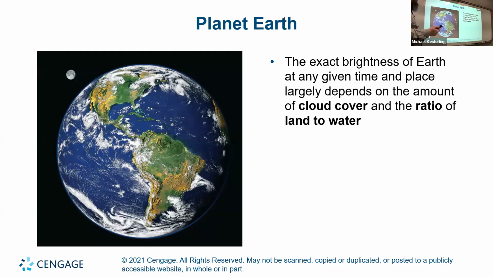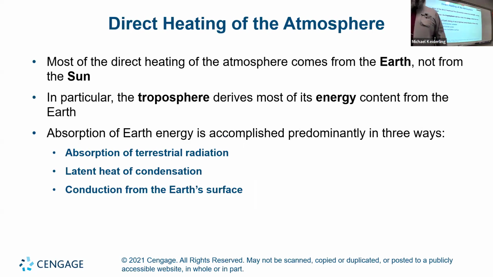The exact brightness of Earth at any given time and place largely depends on the amount of cloud cover and the ratio of land to water. Water absorbs more light than land, and cloud cover reflects more light. So most of the direct heating of the atmosphere actually comes from the Earth, not the sun. In particular, the troposphere primarily derives most of its energy from the Earth. And this occurs in 3 ways primarily.